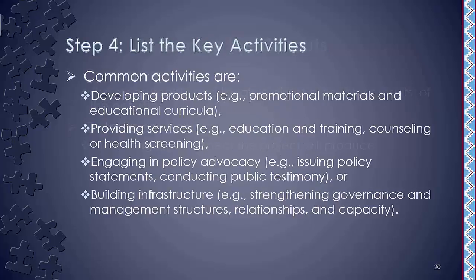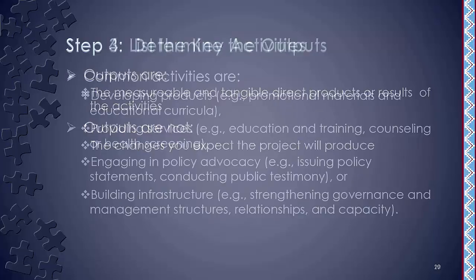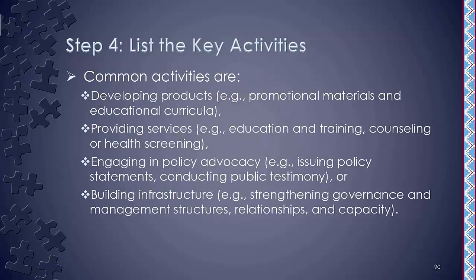Step 4. List the key activities. This says key activities, but it's really more critical activities. Look back to the outputs and the outcomes list that you have developed in the 2 previous steps and determine the crucial activities that need to occur in order to achieve those outputs and outcomes.